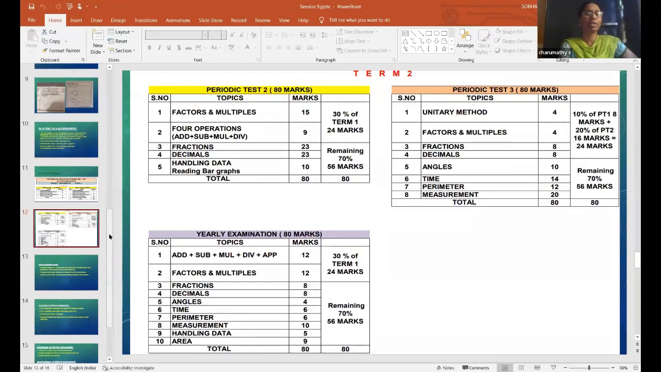I have to complete it for 80 marks. So I have to take this multiples chapter. I'll put the broader outline, like how many 1 mark questions I'm going to test, how many 2 mark, how many 3 mark, and how many 4 mark. Same way for operations, same way fractions, same way decimals, same way handling data.